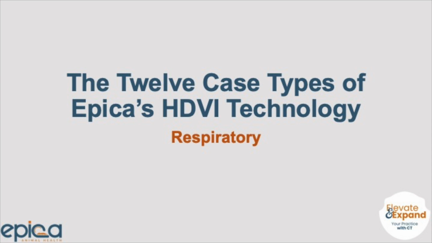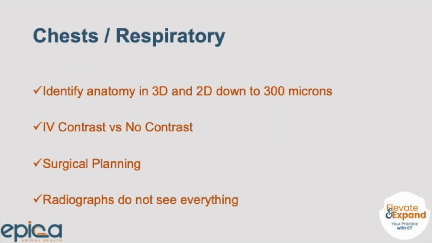Today we are going to go over our fourth case type in our 12 case type series of Epica's HDVI CT technology. Today we're talking about respiratory cases. We're going to identify all the anatomy in the chest in terms of 3D and 2D imaging, all the way down to 300 microns. Some of our larger patients, we could go to 600 micron studies.